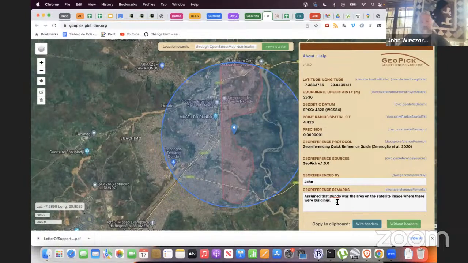If I did that, I would have to say that I assumed that nearest river Luachimo means the part of Dundo nearest to the river. And that's how I do that georeference. So that's how to bring in all of my assumptions that would not at all be obvious just from the georeference. So that's what I wanted to show.